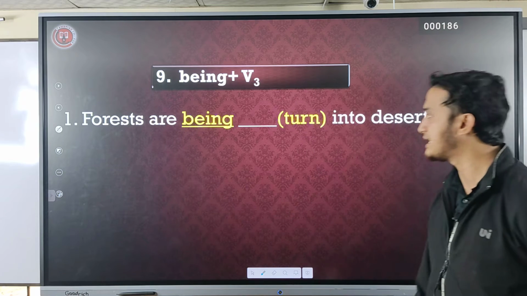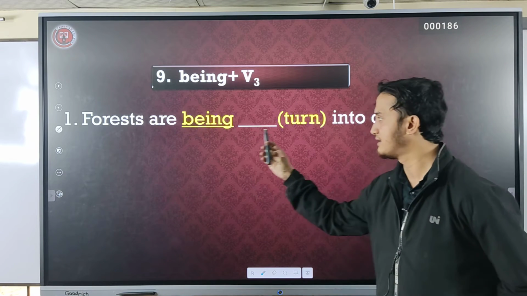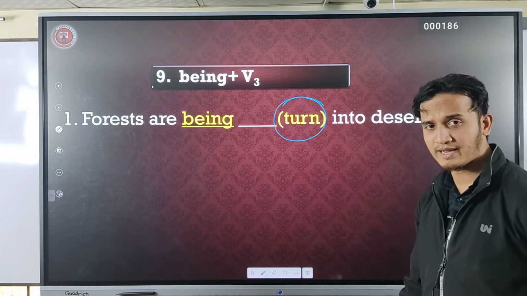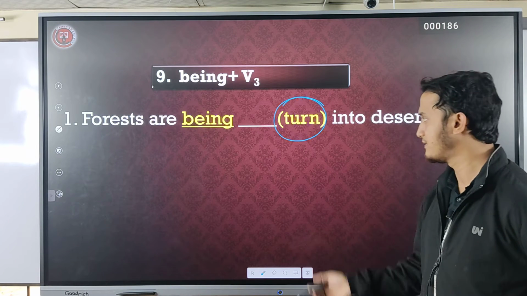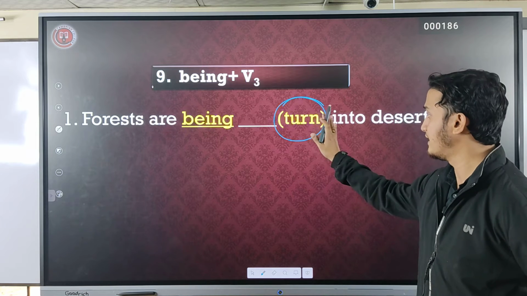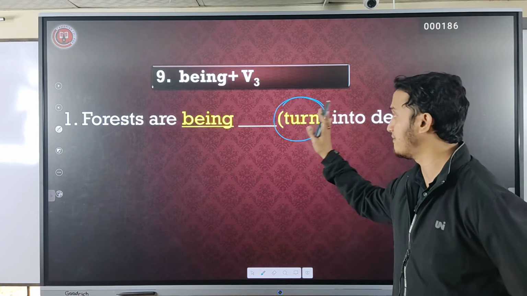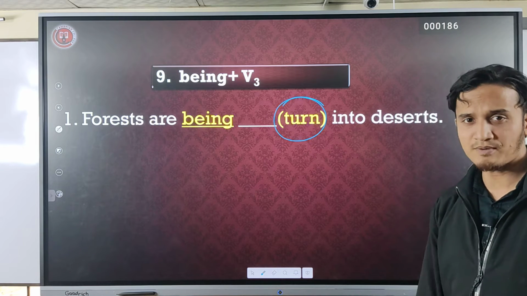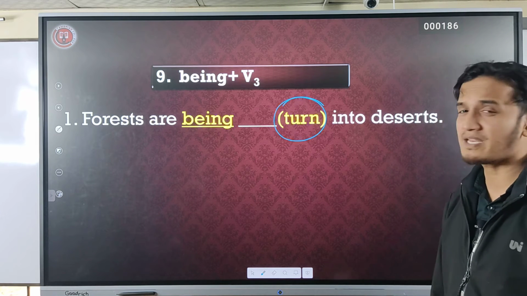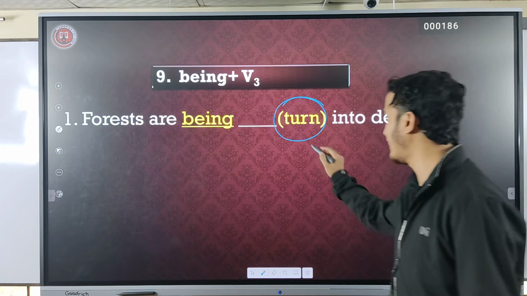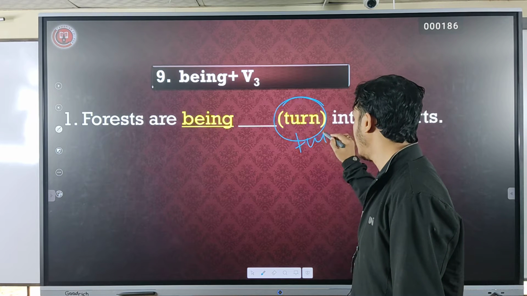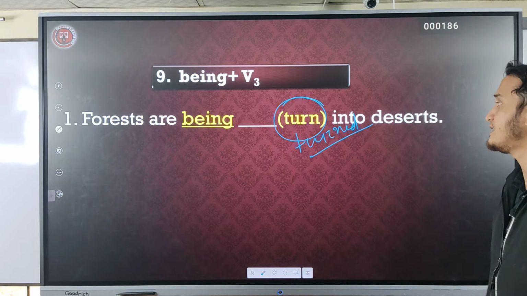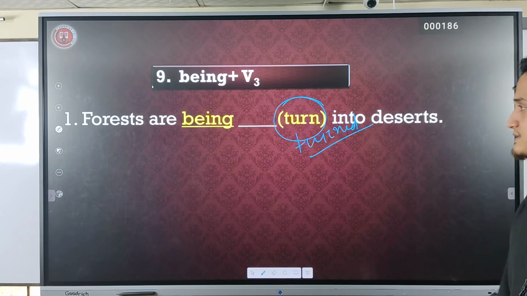Forests are being. The verb in the bracket is written in the base form, B1. We have to transform this verb into past participle form. What can we write then? We can write it in the past participle form. That means forests are being turned into deserts.